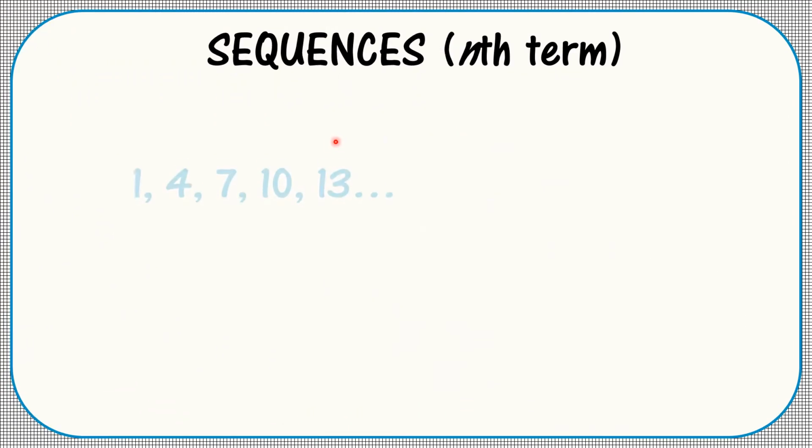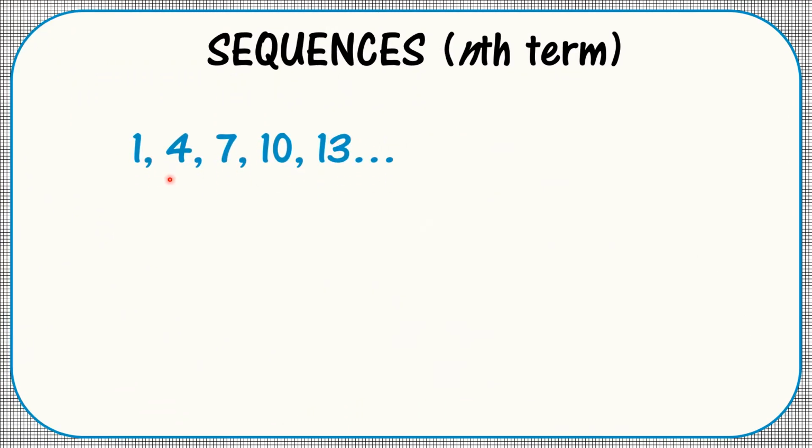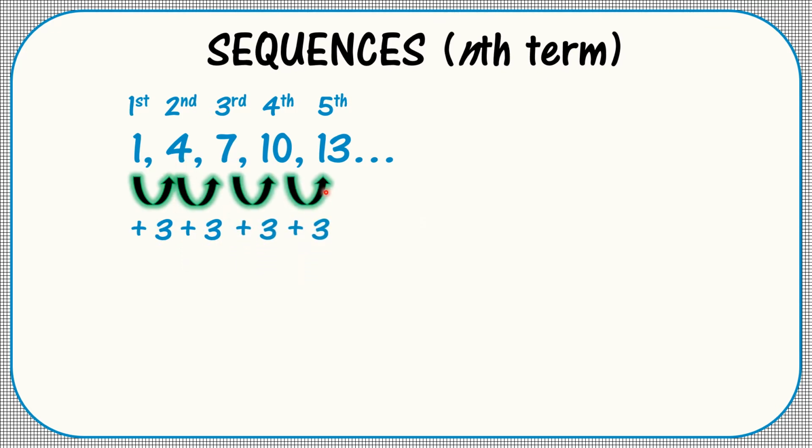Let's go through a few more examples. Here is another sequence: 1, 4, 7, 10, 13. Above it you write the term, so first term, second term, third term, fourth term, fifth term. Find out what the difference is, or how to get from one number to the other. So in this example, how do we get from 1 to 4? You plus 3. How do you get from 4 to 7? You plus 3. So on and so forth.